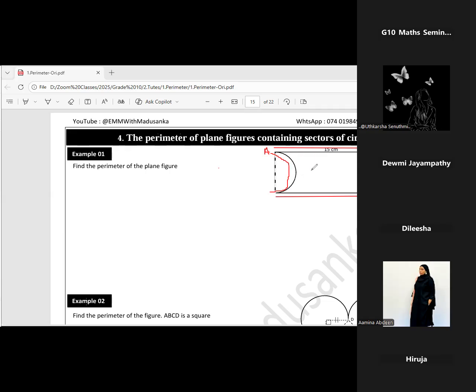This is called a composite plane figure. Find the perimeter starting from A, ending at A. Whatever the point, doesn't matter. This length is 15 centimeters, this length is 15 centimeters, and you have two arcs. I want to see who finishes first.